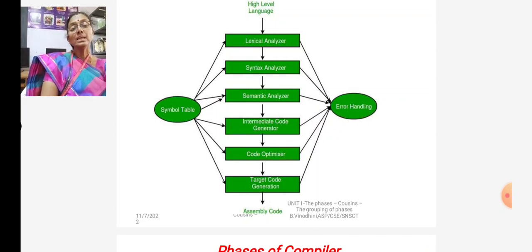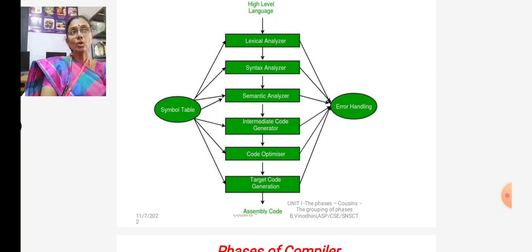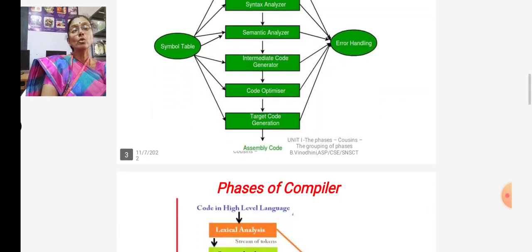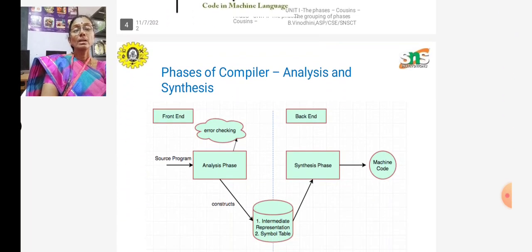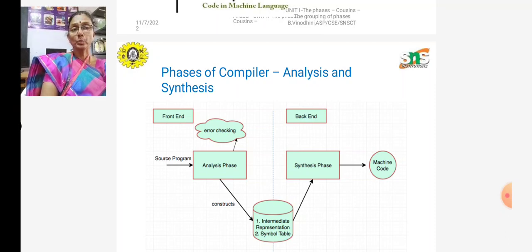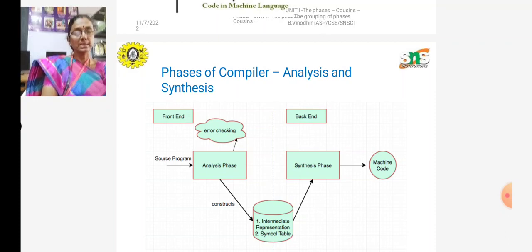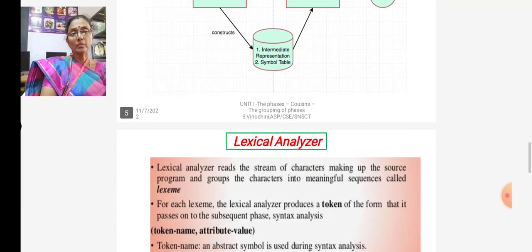Next is the error handler. For every phase, if the input is correct, it produces the correct output. If there is anything wrong in the input, it produces an error as output. So we have an error handler for all phases, and the error handler is also common to all six phases. As we already know, our total compilation is divided into two major phases: analysis and synthesis. The first three phases are involved in the analysis phase and the last three phases are involved in the synthesis phase. That is the front end of the compiler and the back end of the compiler.